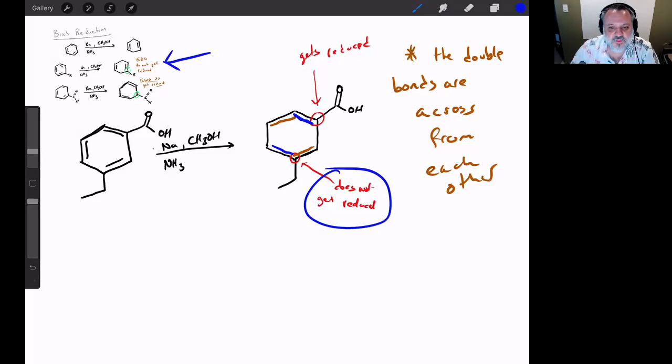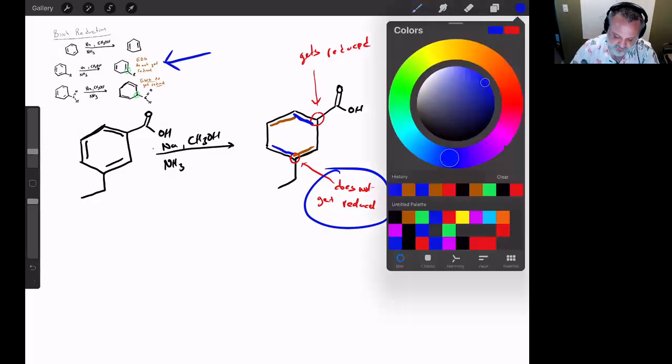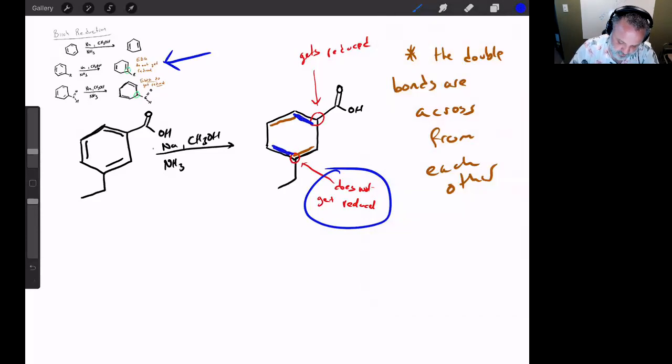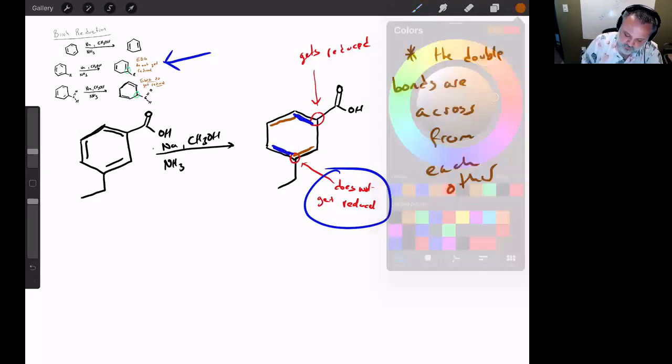All right, so if the electron donating group doesn't get reduced, then the blue and the brown describe two different possibilities. The possibilities are where the double bonds are. We know that there has to be a double bond connected to that carbon. Okay, if we know that, then that means it can either be the blue one or it can be the brown one.